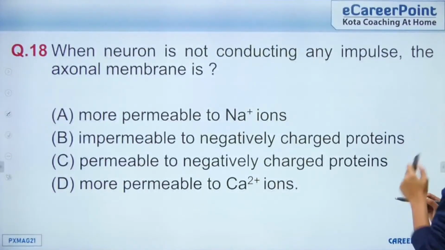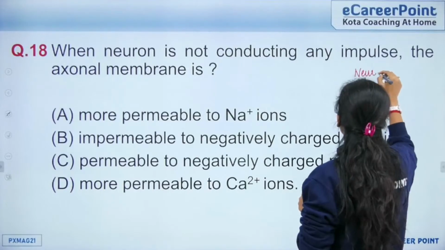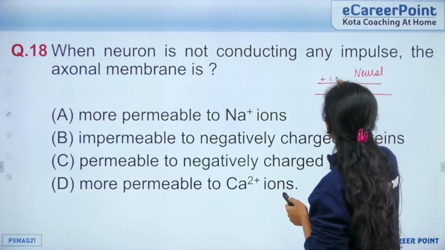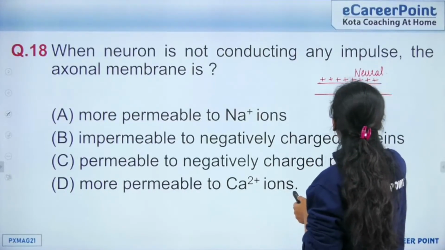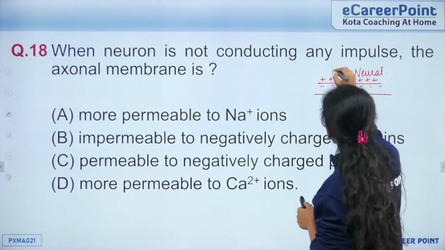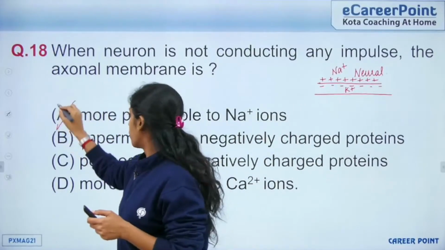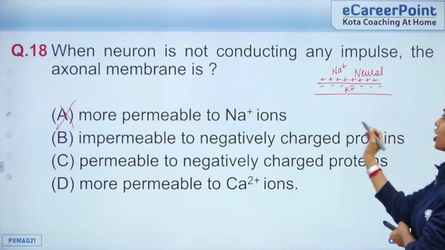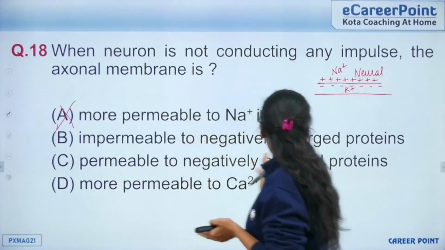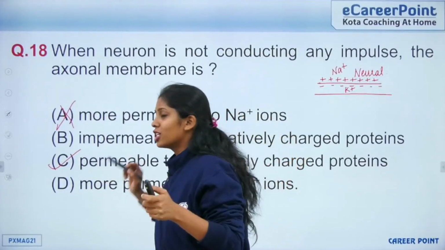When a neuron is not conducting any impulse, the axonal membrane is. So this question comes from neural control and coordination. So I have a neural membrane. In the resting state, you have more positive ions on the outside and more negative ions on the inner side. You also have more K+ ions here and Na+ ions here. So it becomes more permeable to Na+? No. It becomes impermeable to negatively charged proteins. Negatively charged proteins are on the inner side, right? So when it is resting, it allows only the negatively charged proteins. So this will be the answer.